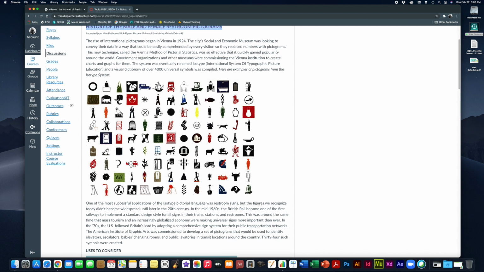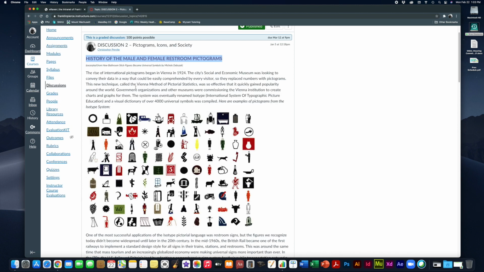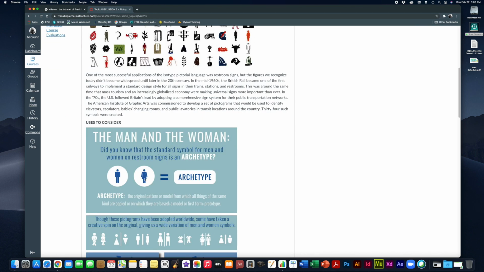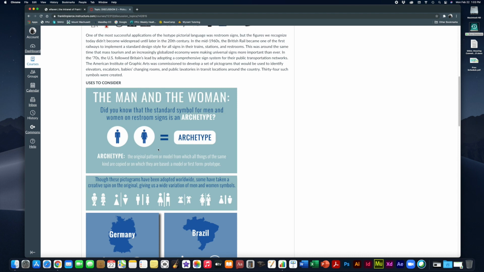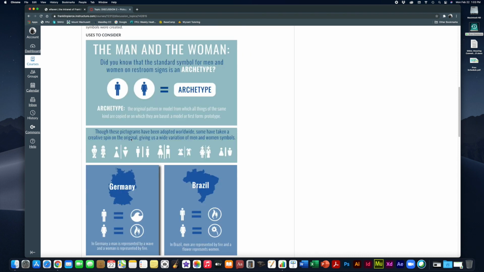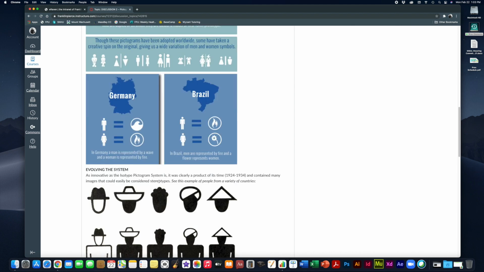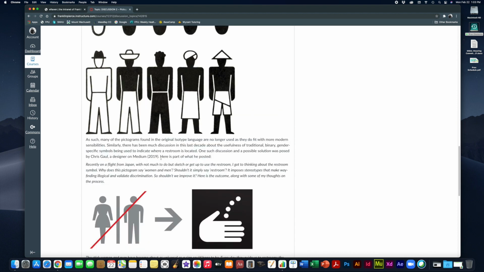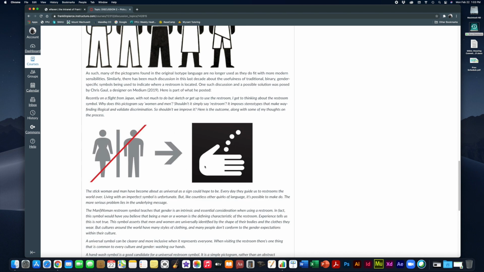And from there came a variety of standardized pictograms that are used in society, specifically, of course, the male and female restroom pictograms, as well as many others. And then the conversation focuses more on archetypes in terms of gender and representational gender, and also has a conversation about alternative representations for the use of restrooms and how the system has evolved from the isotype system from the 1920s and 1930s through today, and offers up some alternatives based on this designer's ideas.